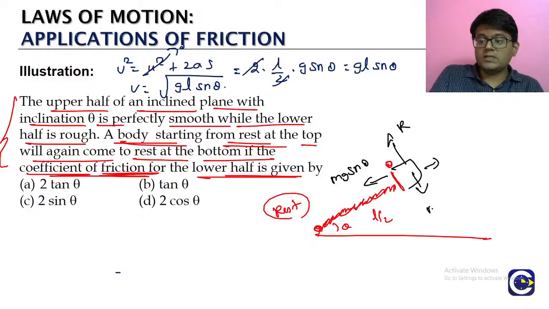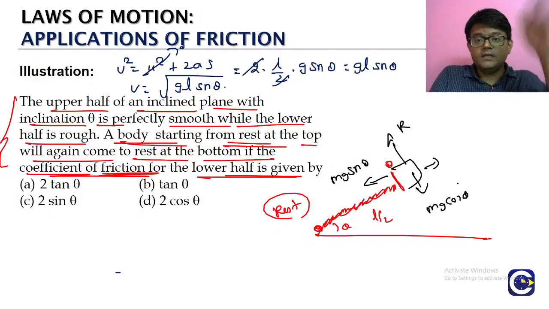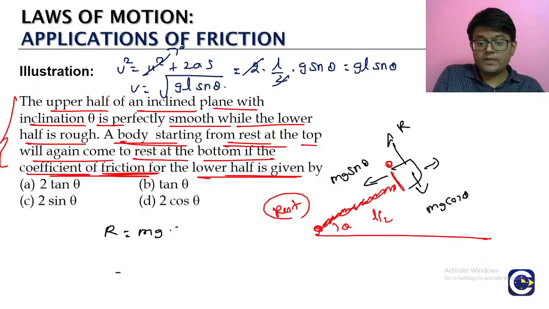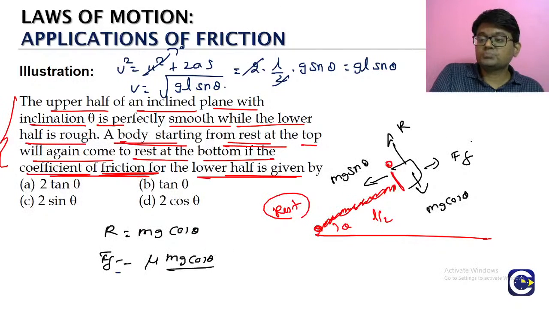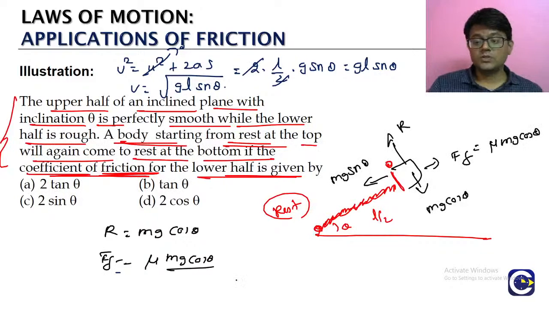Normal reaction is what? Mg cos theta, since perpendicular to the plane there is no motion. Here the friction is kinetic friction, which is a constant value, right? So friction will be equal to mu, the coefficient of friction we have to find, into normal reaction. So the friction force is mu into mg cos theta. That is the frictional force.